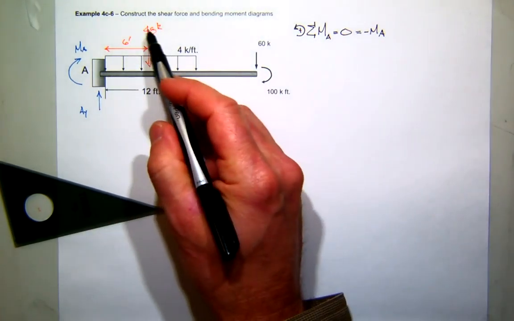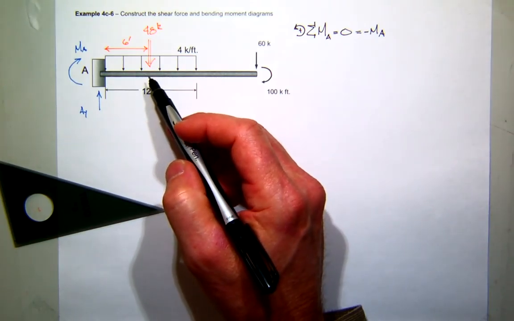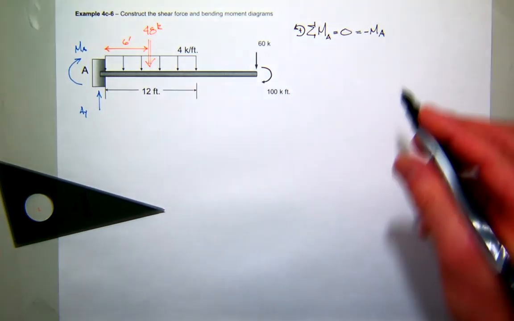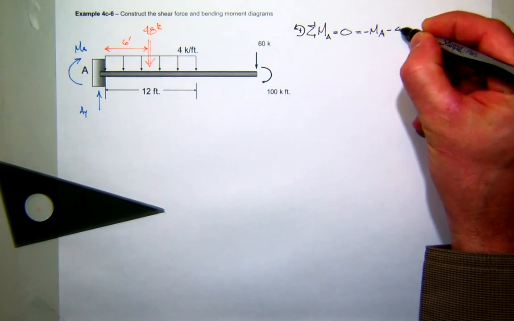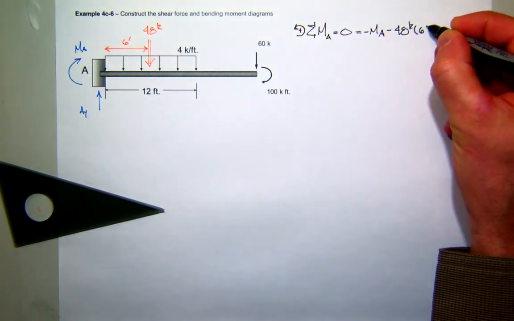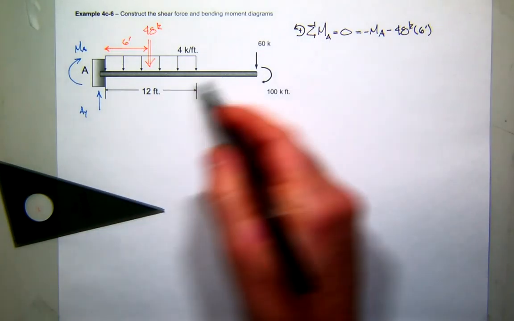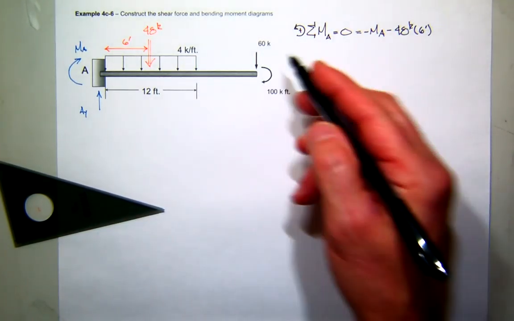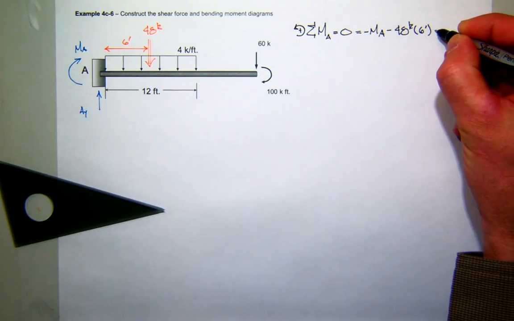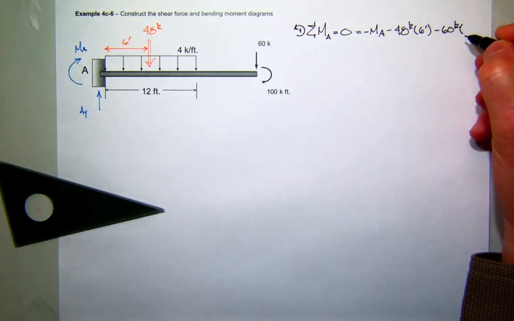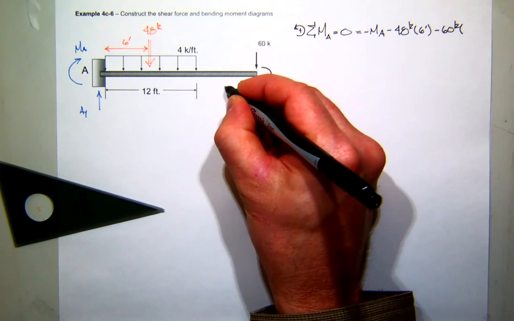About A, my concentrated equivalent force of 48 kips. Does that create positive or negative moment? Negative. And what's the moment arm of that? 6 feet. And then I have this 60 kip force way out here on the end. Does that create positive or negative moment? Negative again. And the moment arm for that is, let's make that 8 feet.